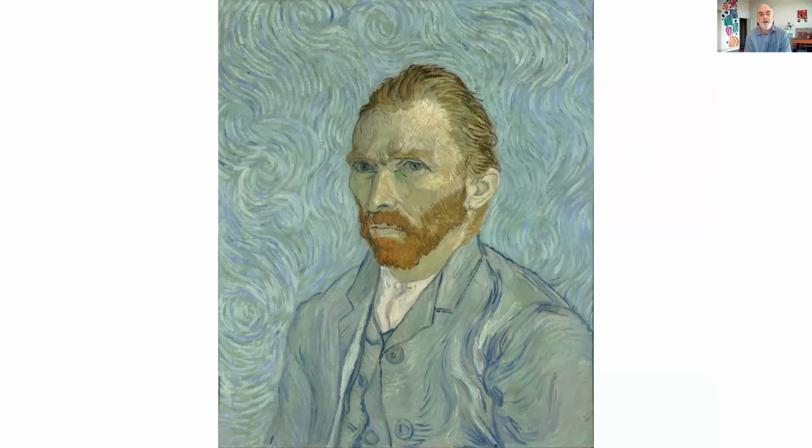We'll look later at a self-portrait that he makes after he cuts his ear off. But here's an earlier one. Again, if you saw this painting in person, you would see that all of those brushstrokes, including the brushstrokes of his hair, but also in the background, had this impasto effect of being raised up, sort of streaks of paint.